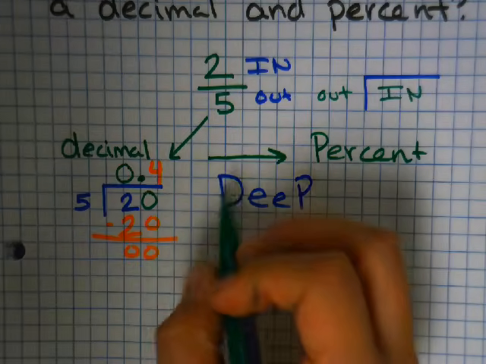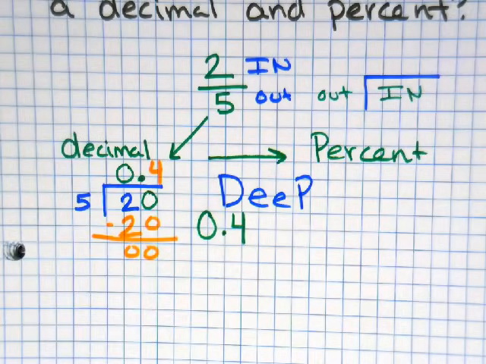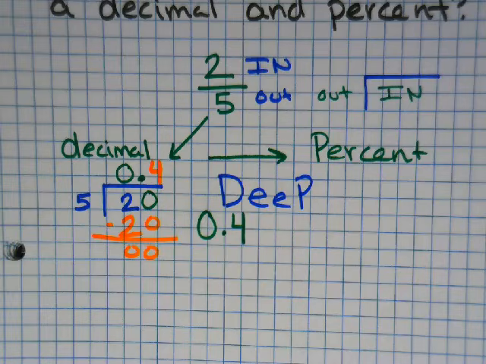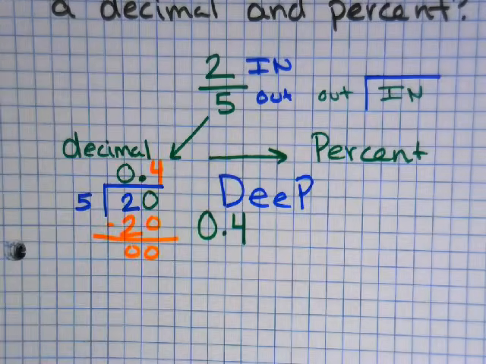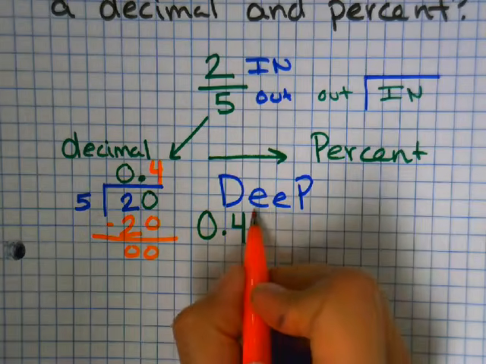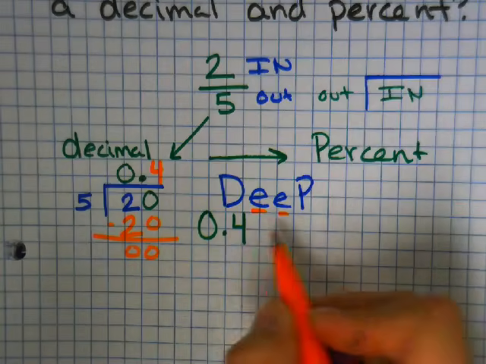So D for decimal. Here's my decimal. What did Miss O'Malley ask you to do? She wants a percent. So we're going from a decimal to a percent. How many times do I move it? 2, because how many E's are here? 2. So I like the word deep because D stands for decimal and P stands for percent. Your 2 E's tell you how many times to move it.